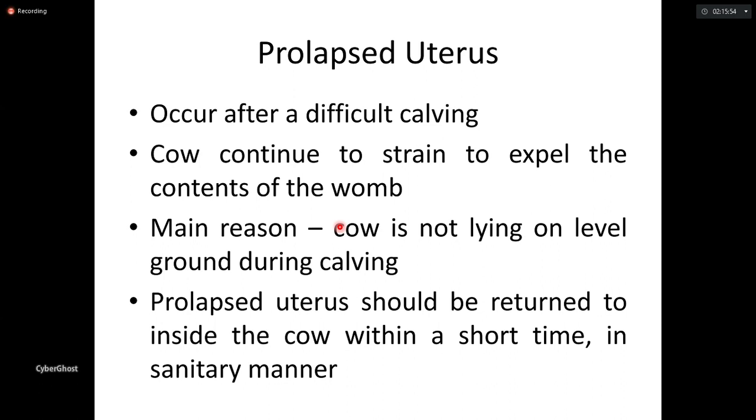But the main reason is that the cow is not lying on the ground level during the calving process. Another reason could be unnecessary extra contractions and expelling, spending lots of energy just to expel the fetus or the calf inside the womb to the outside environment, which puts unnecessary contraction and expelling pressure on the uterus and the reproductive tract of the animal.